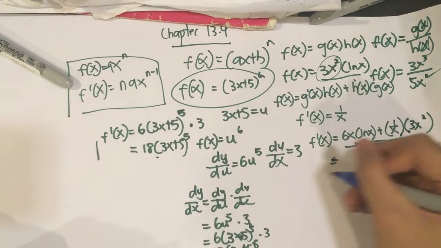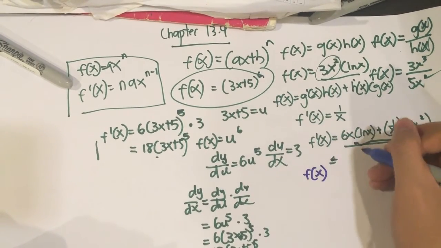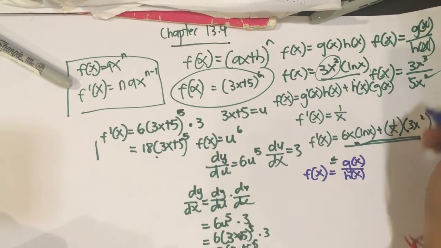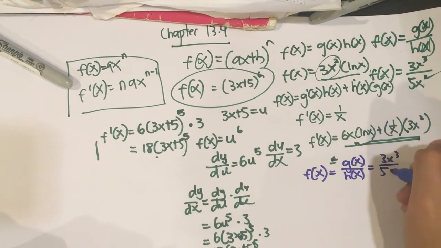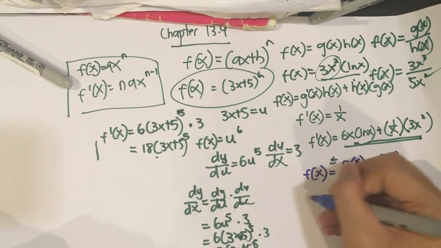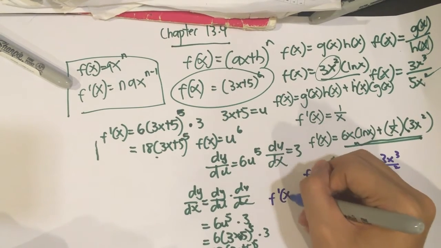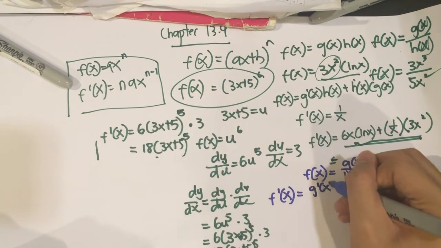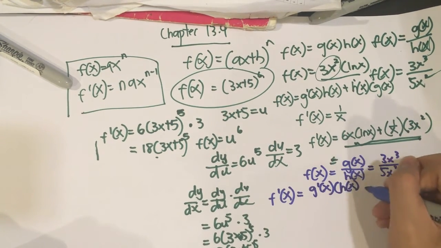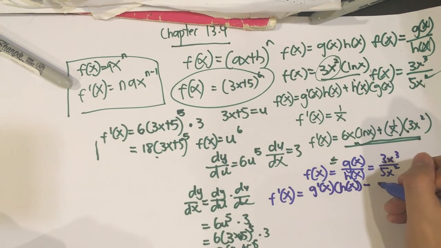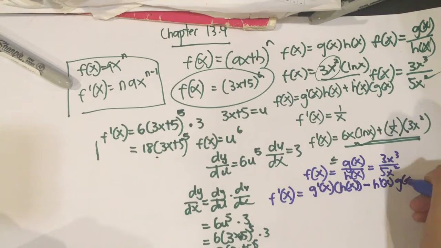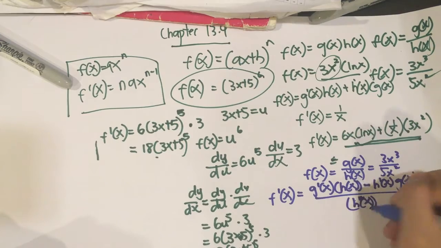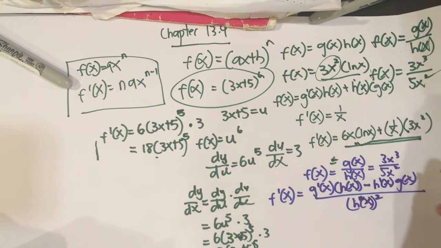Now for the quotient one, f(x) = g(x) over h(x), for example 3x cubed over 5x squared. Our formula for this is that f'(x) equals the derivative of the top function, g'(x), times h(x), the original bottom function, minus h'(x) times g(x), the original top function, all over h(x) squared, which means the bottom value squared.